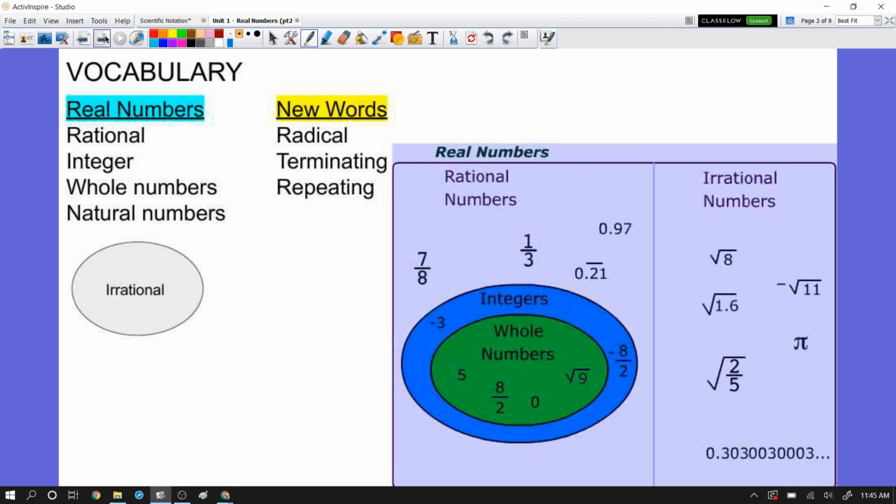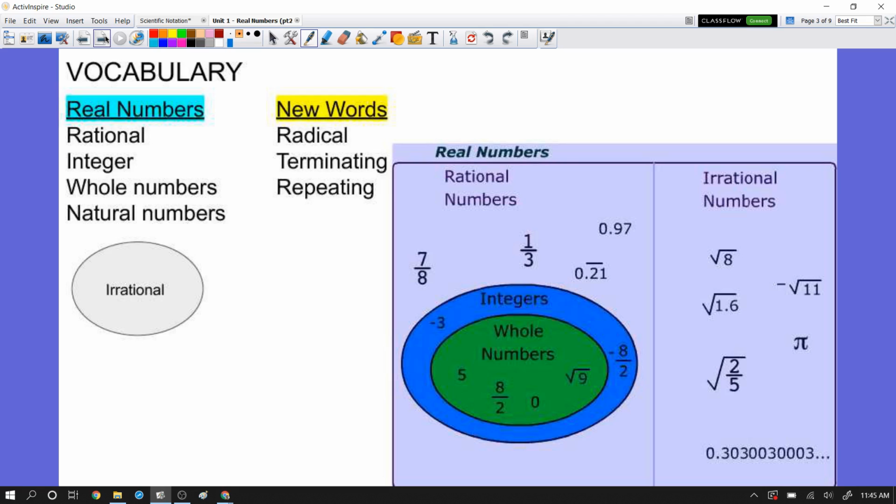The new words we're going to be talking about today are radical, whoa, bro, and then terminating, which means stuff stops. I'm going to terminate the decimal. And then repeating, which means that it's just going to keep going on and on. It's going to keep going on and on. You thought I was only going to do it 3 times, but I did it 4. And then we're going to throw in irrational.